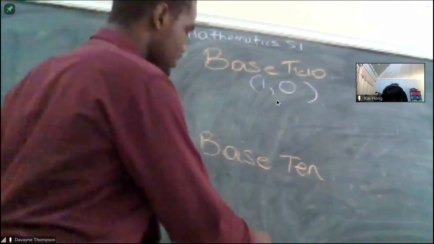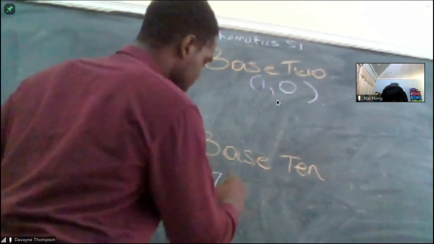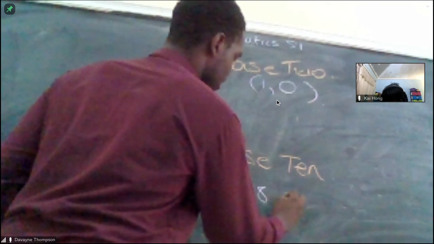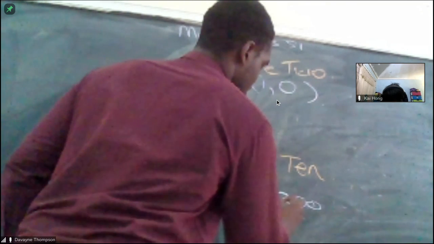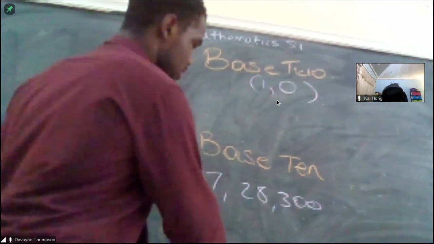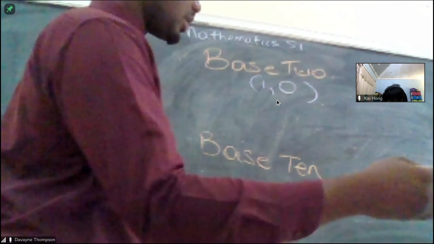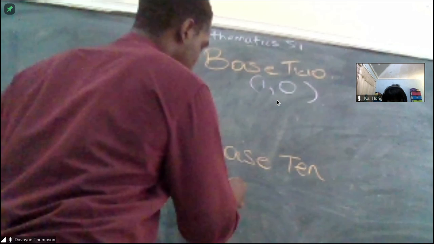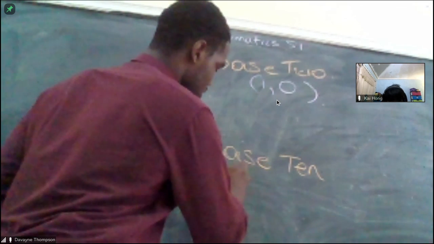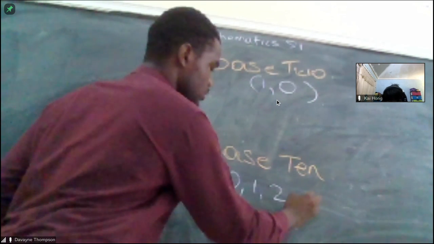So base 10 would be, for example, 17, 28, 300. What do these numbers have in common? What are the entirety of the numbers you are allowed to use? Let me start it off for you. We can say 0, 1, 2.